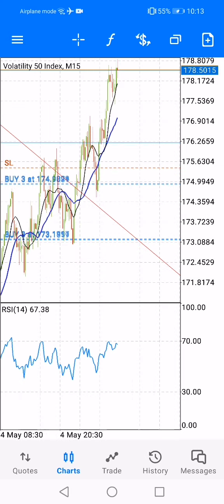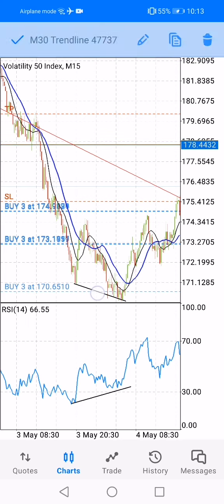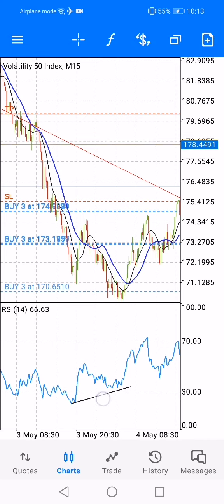Go to 15 minutes. On 15 minutes, the same thing is still happening. The divergence that you saw on 30 minutes is still happening on 15 minutes. So let's remove this. But this is not enough.